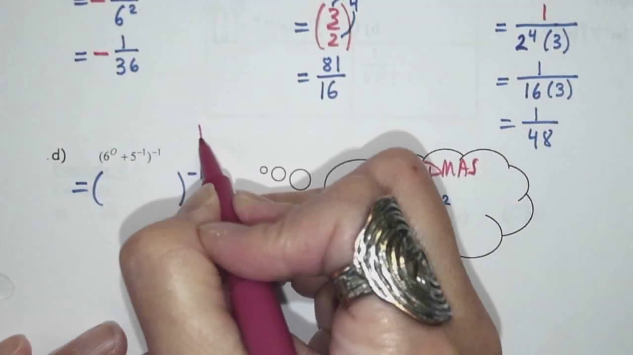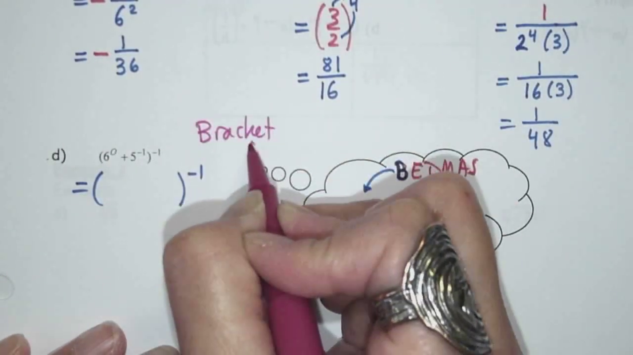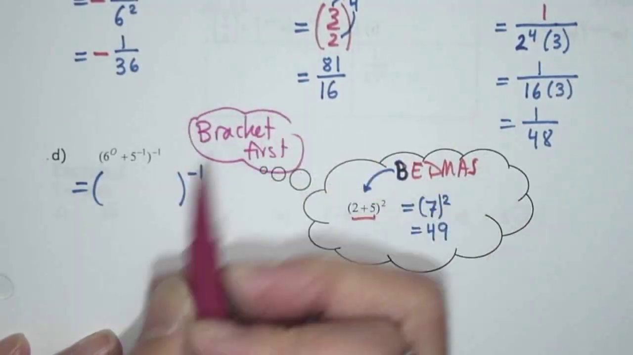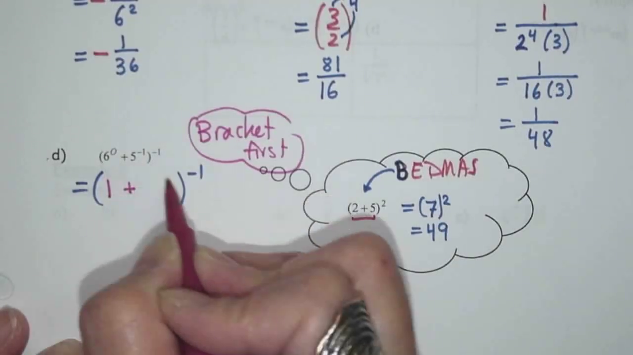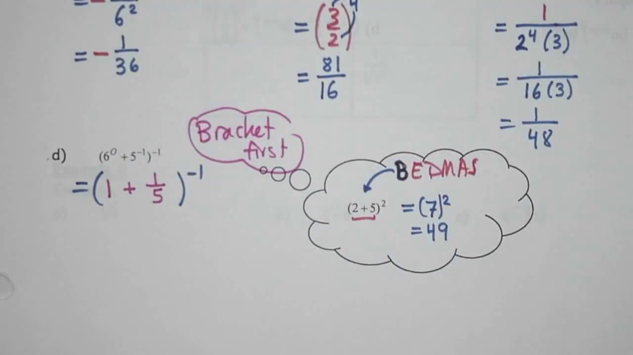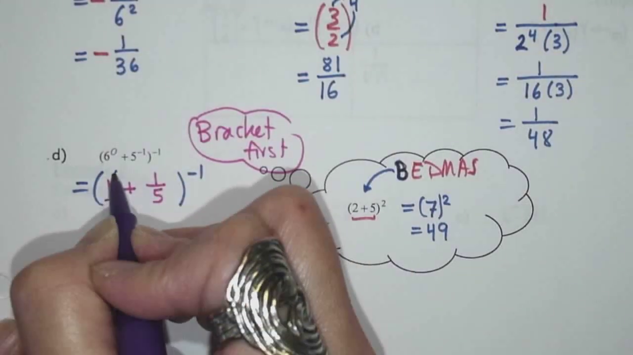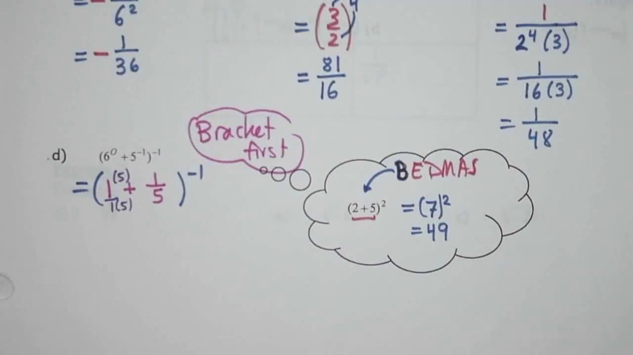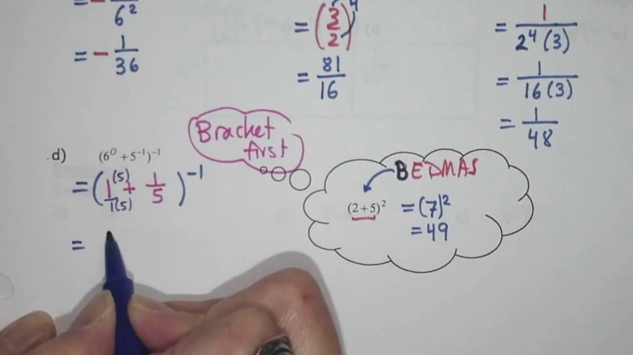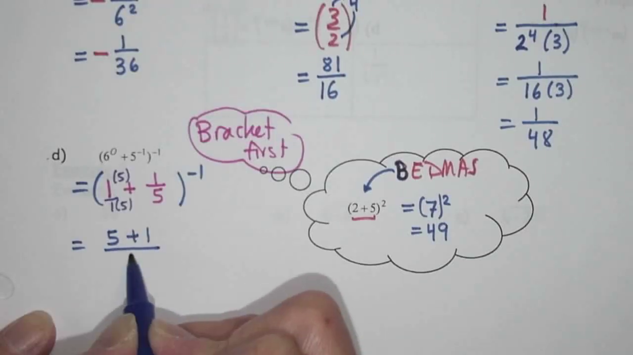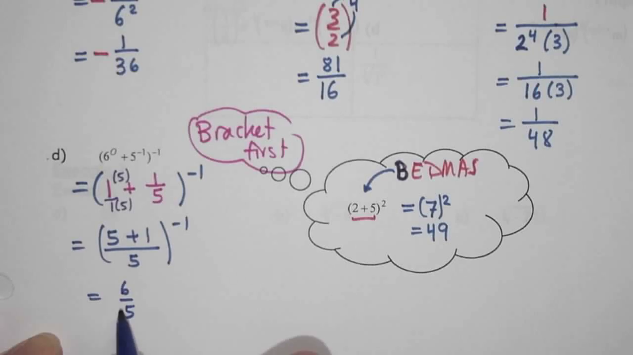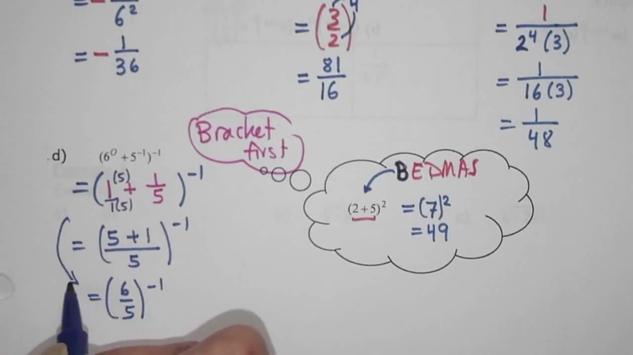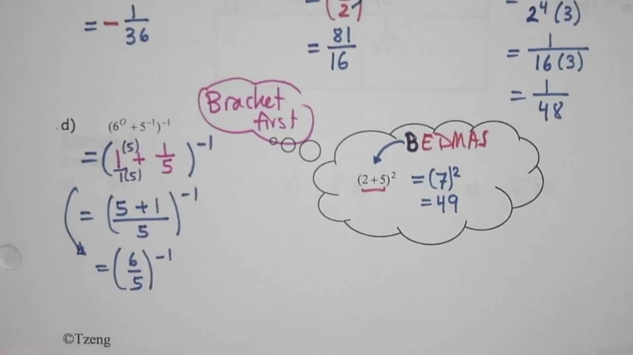So B for brackets, bracket first. So then 6 to the 0 is 1, and then plus that, I'm just going to go 1 over 5. This I can do, lowest common denominator. So 5, 5. And we're going to get 5 plus 1 over 5, like that, right? Add the tops to the -1, and I get 6 over 5. And yes, you can go a little faster, right? So if I add it right away, you can do that.